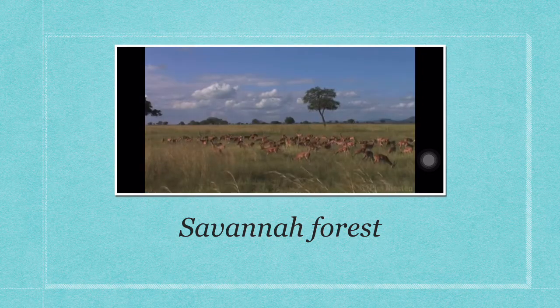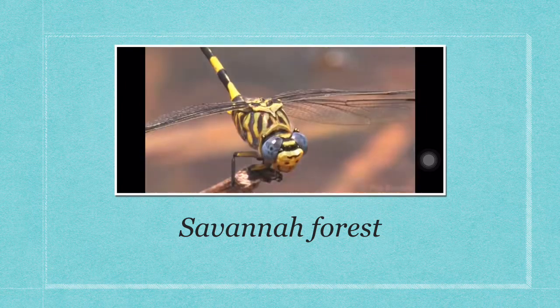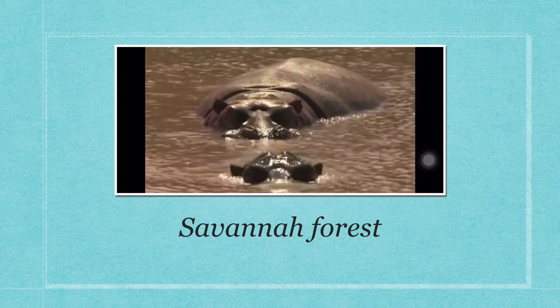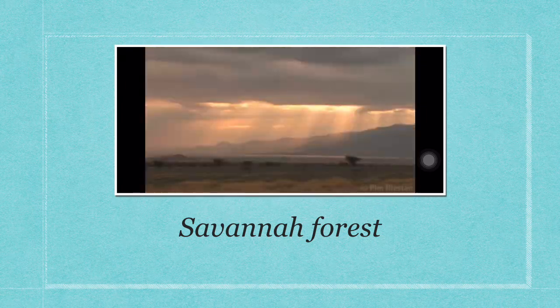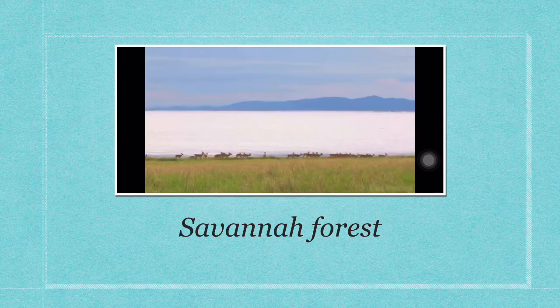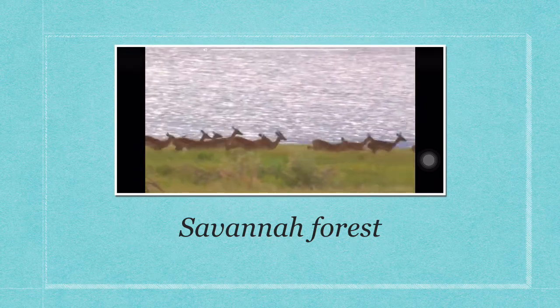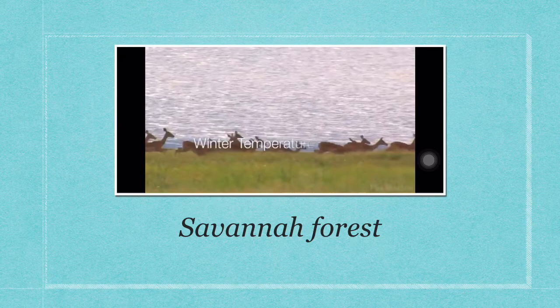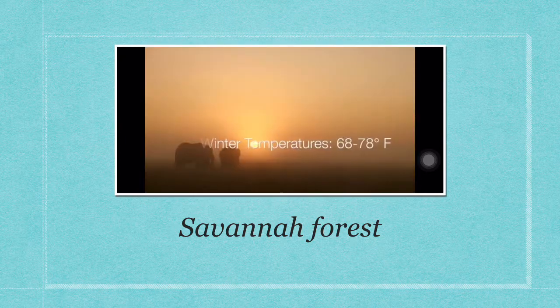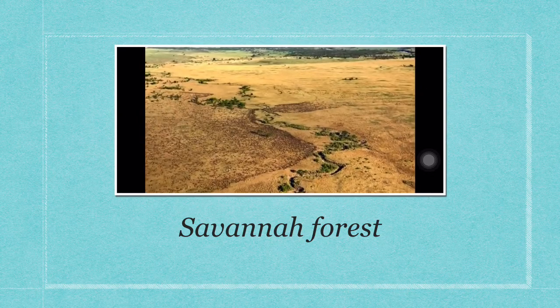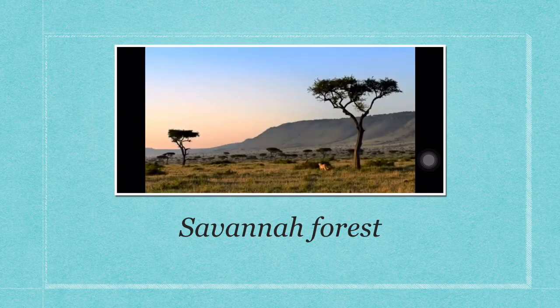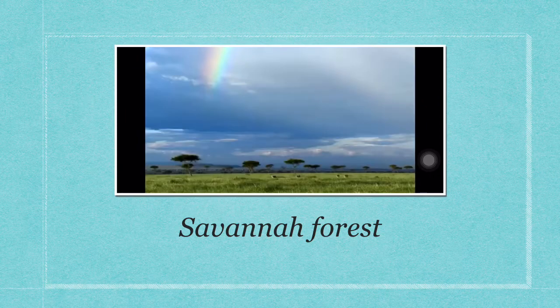The African savanna is under 500 meters above sea level. Because this biome tends to be close to the equator, it is very warm. Even in the winter, tropical savannas are hot, with temperatures ranging from 68 to 78 degrees Fahrenheit. In the summer, temperatures go up to 86 degrees. These temperature changes are never drastic, and the seasons change gradually.